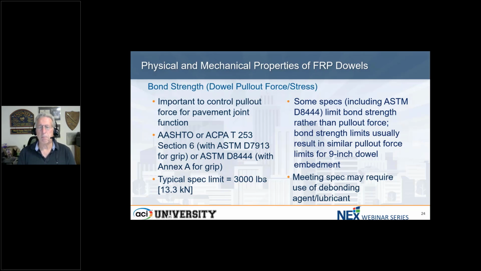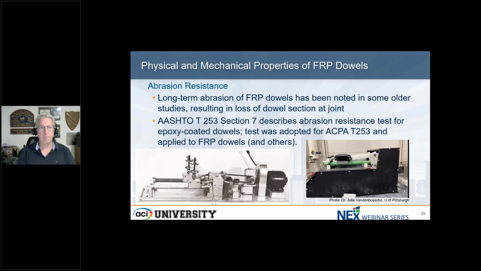In order to meet that spec, it may be necessary to use a debonding agent or a lubricant. We typically require that for all our steel bars. Some FRP bar manufacturers will state that they don't require that. They don't need it for theirs, that they can meet the pull-out force without it. In the words of Ronald Reagan concerning the Russians, I would say trust but verify. I would check, okay? Because we have seen occasions when they did not meet that specification requirement, where there's some significant bonding taking place. And I'll talk about that a little later under the construction part.